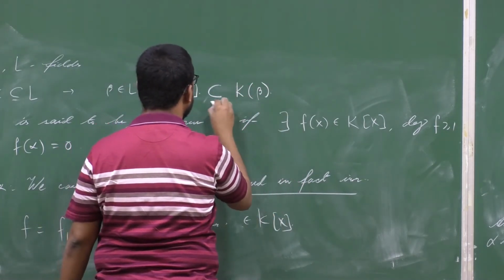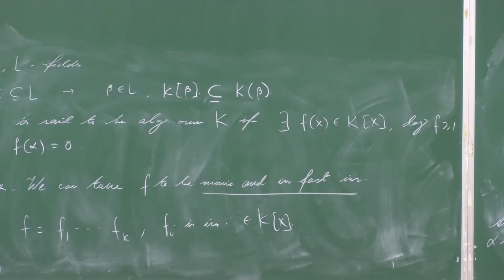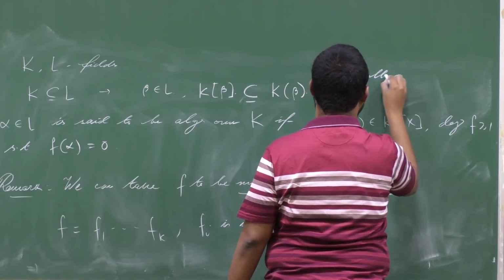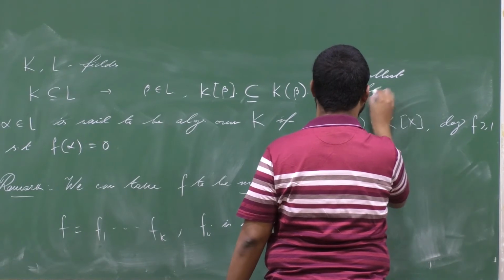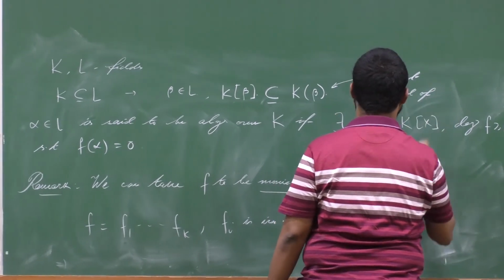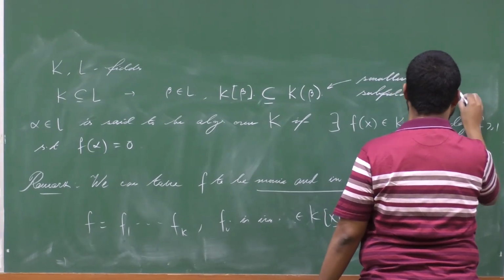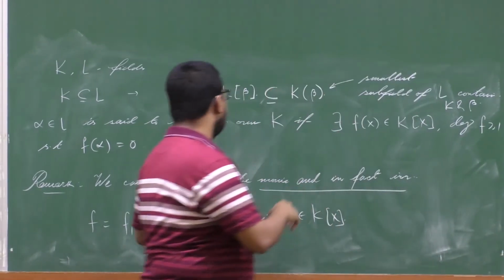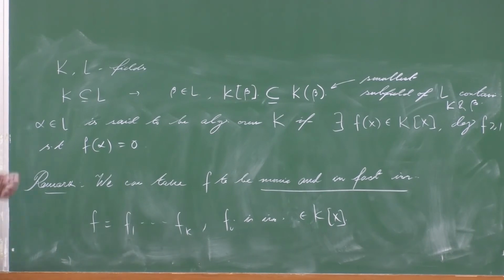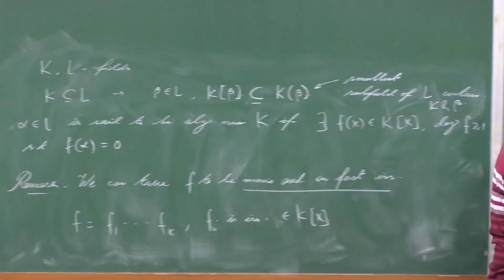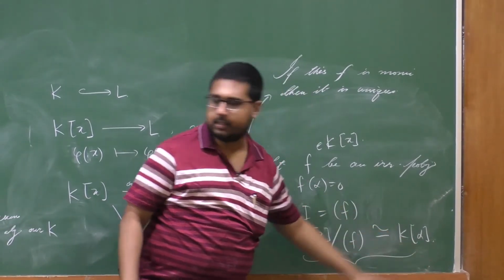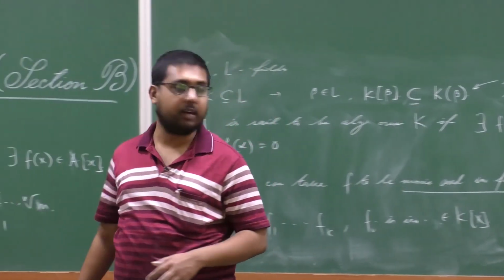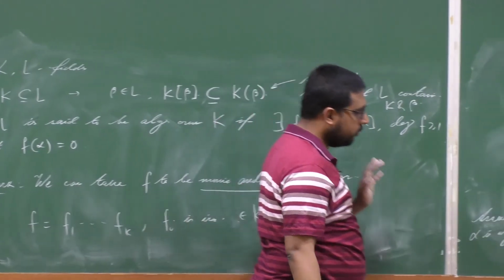It is clear that K[beta] will be contained inside K(beta), the smallest subfield of L containing K and beta. So in general we have this inclusion. If the given element is algebraic, then it is clear that we will have equality, because K[beta] becomes a field. Since K(beta) is the smallest one, they have to be equal.